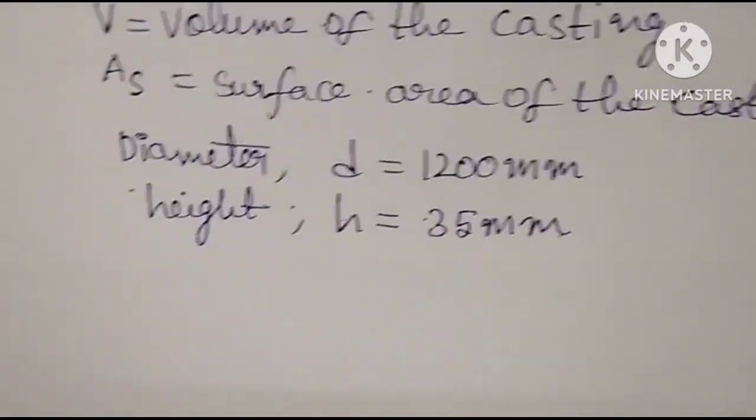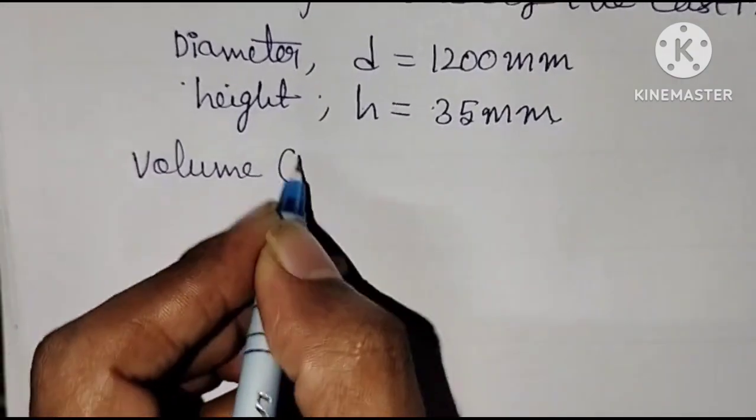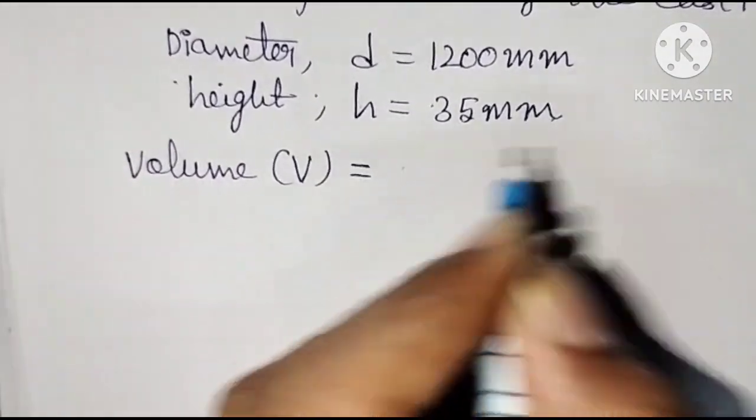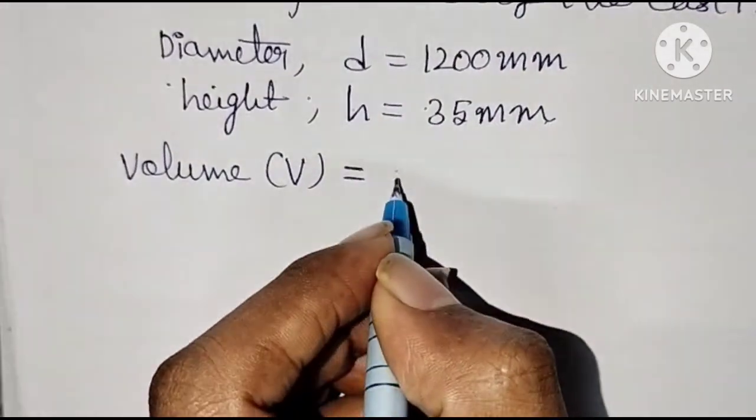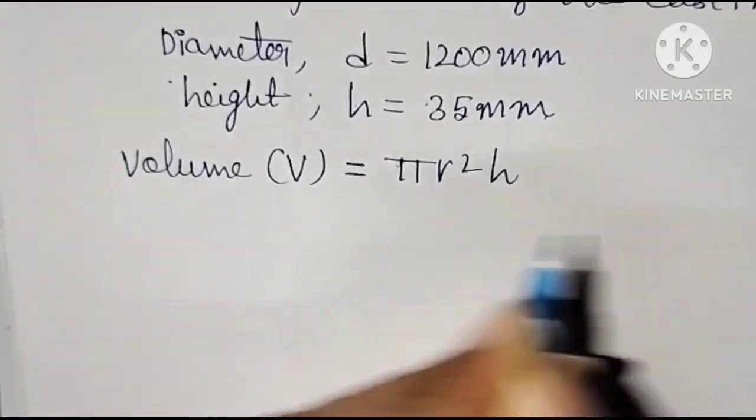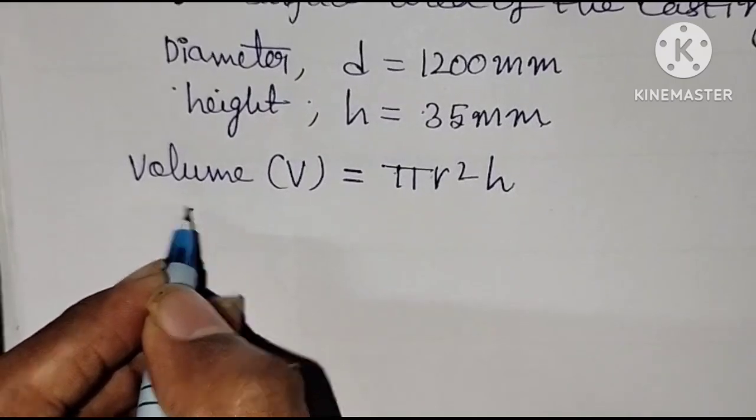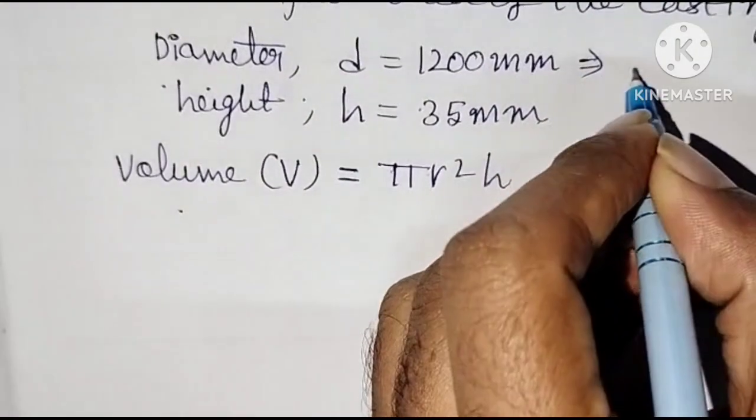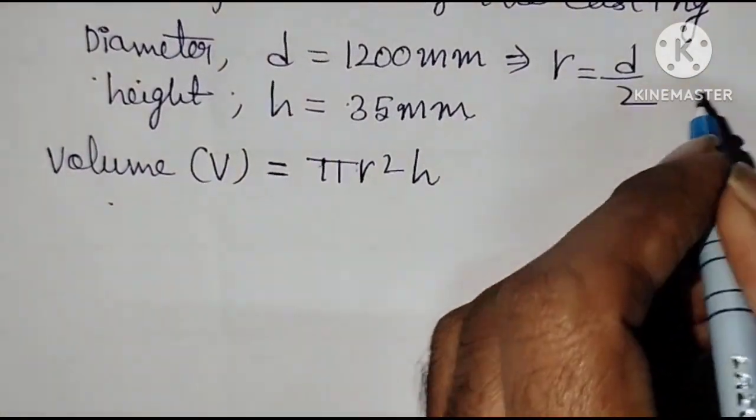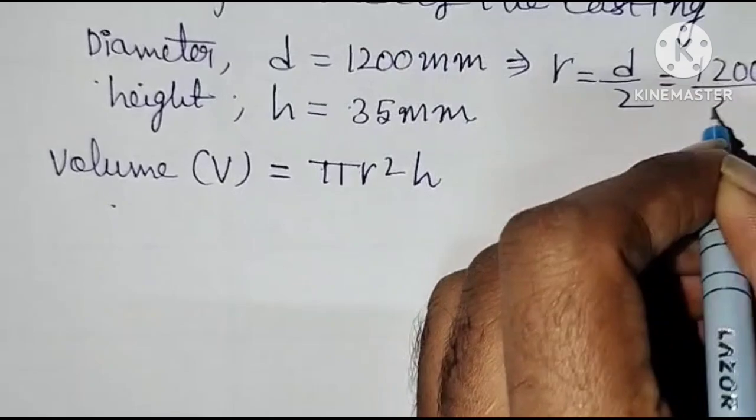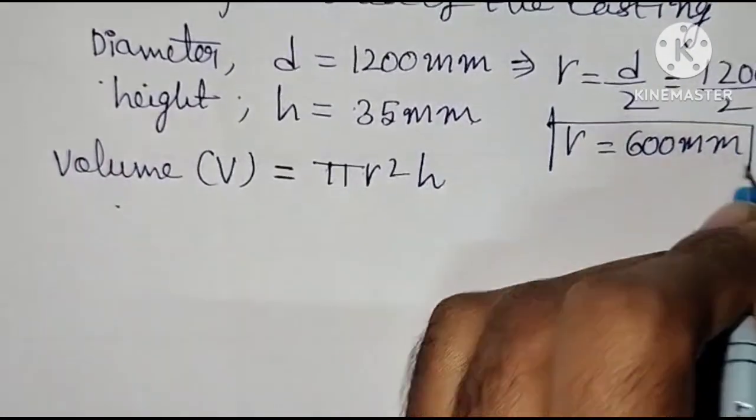First, the volume of the casting. Since the diameter and height are given, it is a cylindrical casting. In the case of a cylindrical casting, volume is equal to pi r square h, where r is the radius of the cylinder. The diameter is 1200 mm. The radius is half of the diameter, d by 2, which is 1200 by 2. So r is equal to 600 mm.